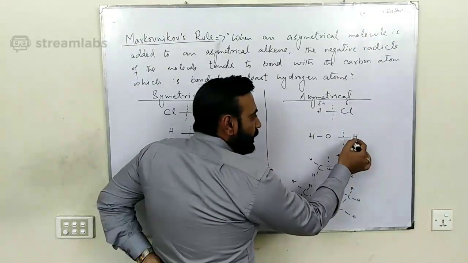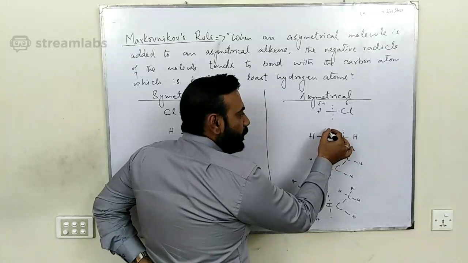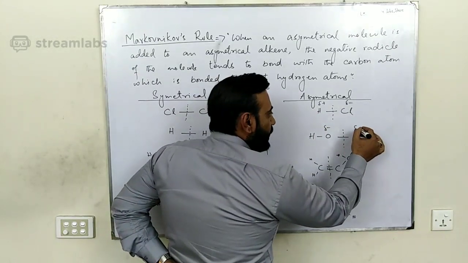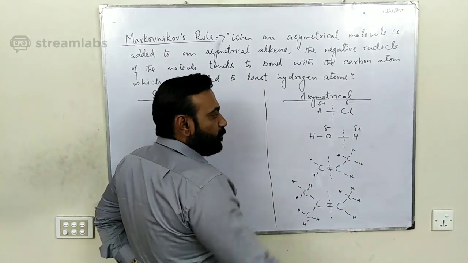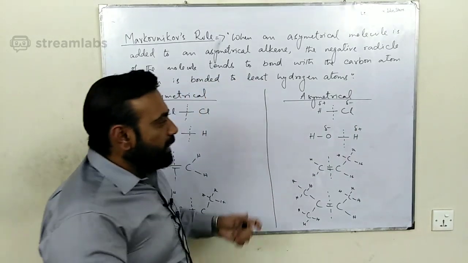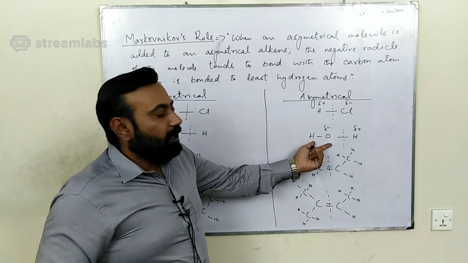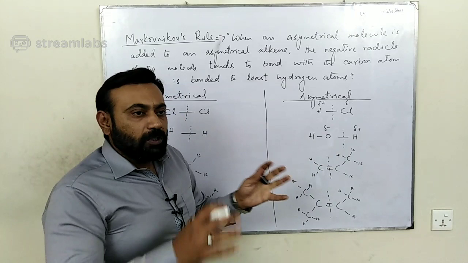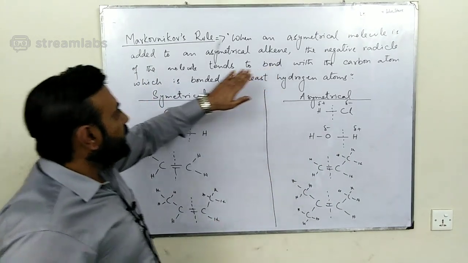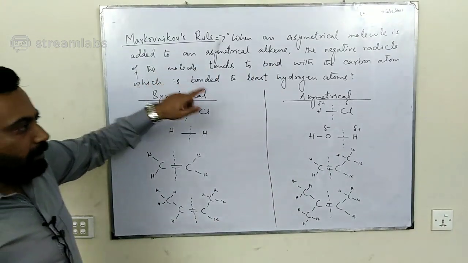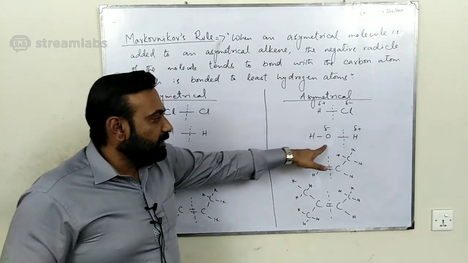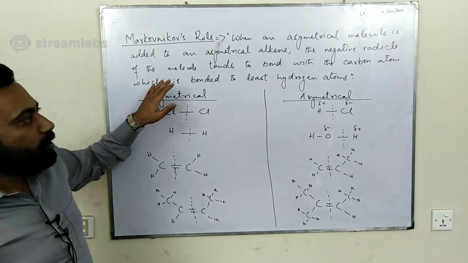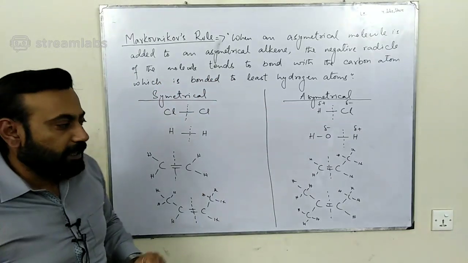Similarly, when this bond is broken, we know that oxygen has a higher electronegativity than that of hydrogen, so oxygen would be the negative pole and hydrogen would be the positive pole, and when this bond would be broken, hydroxide ions would be produced, OH negative ions would be produced. So the negative radical from the molecule, like chloride in this case and hydroxide in this case, tends to bond with the carbon atom which is bonded to least hydrogen atoms.